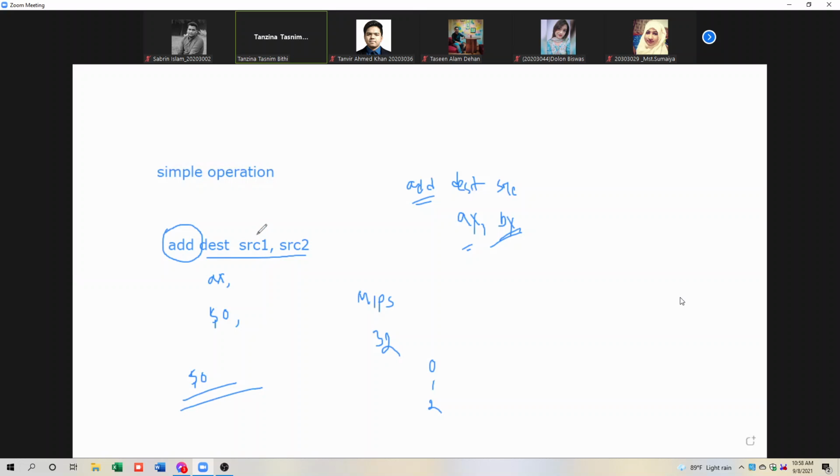That means after adding these two numbers, the result will be stored in which register? In the first register, that is 0. 0 is the address of the first register of the MIPS processor, and its name is 0. Okay, register 0. What about source 1 and source 2?